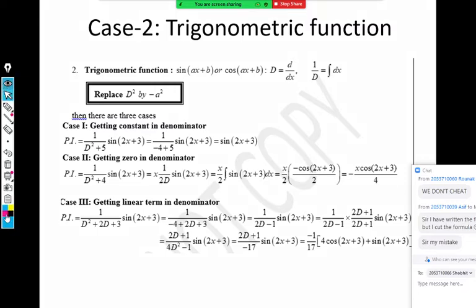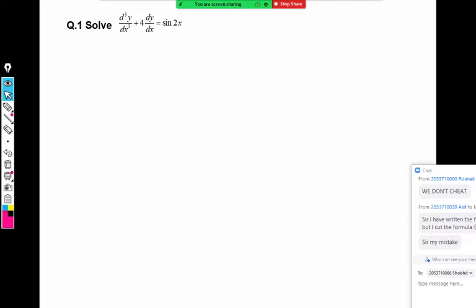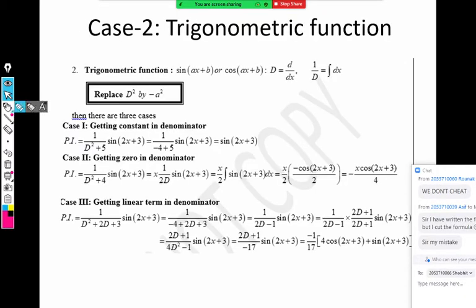Now, in the case of a trigonometric function, whenever we come across it, the key element that you should remember is that we have to replace D square by minus a square, provided the function is sin(ax+b) or cos(ax+b). So again, in a trigonometric function, we are considering sine and cosine only. This method is only for trigonometric functions of sine and cosine.